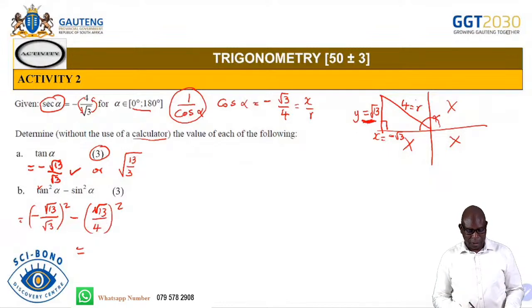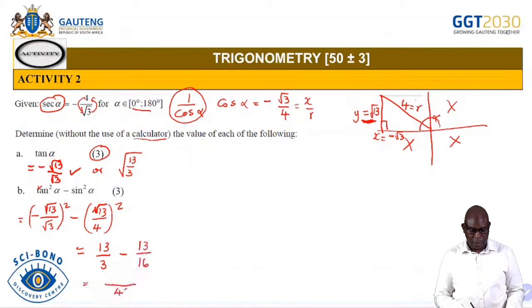If we don't have to use a calculator, square root of 13 squared is 13. Square root of 3 squared is 3. Minus square root of 13 is 13. All over 16. My LCM is going to be 48. And then from there, 3 into 48, 16 times 13. And then from there, I subtract the 13. And then if I get all this, then I get 169 all over 48, which is my final answer.